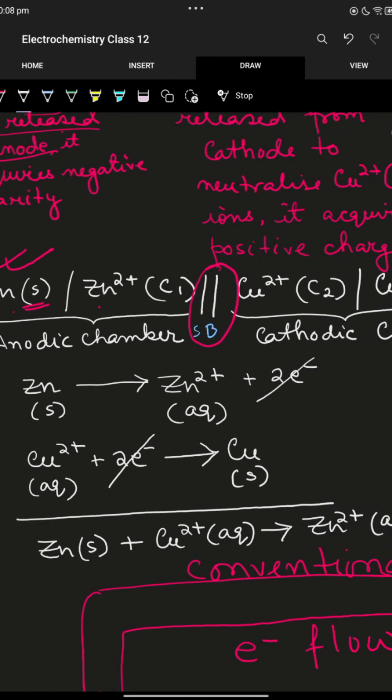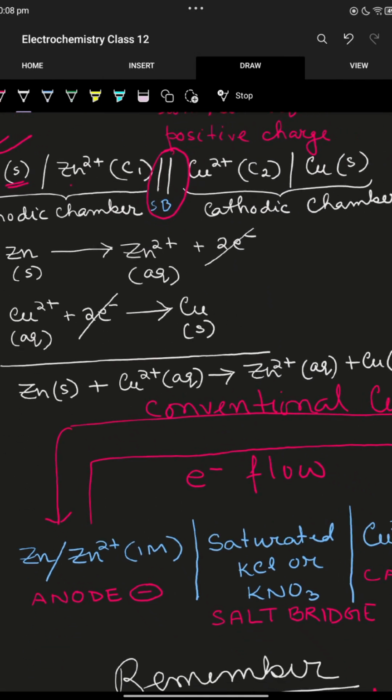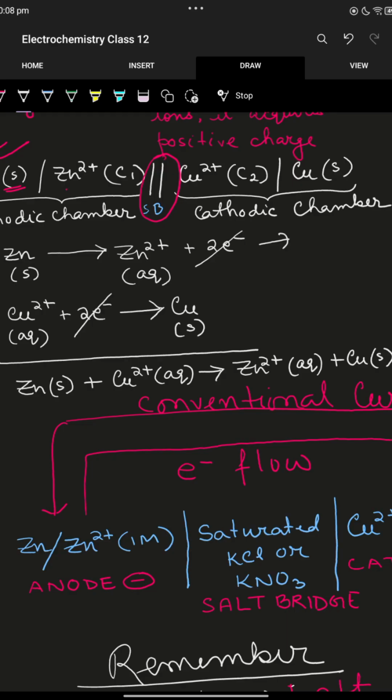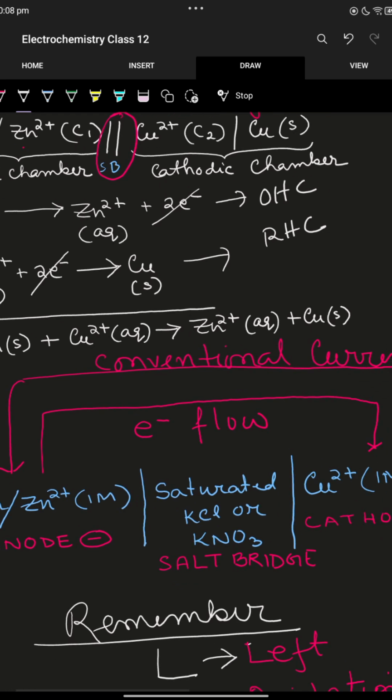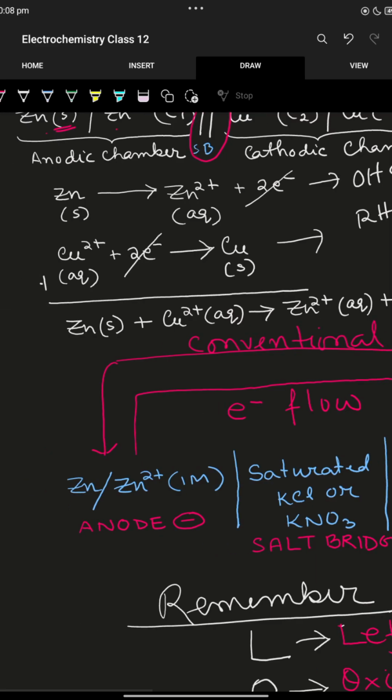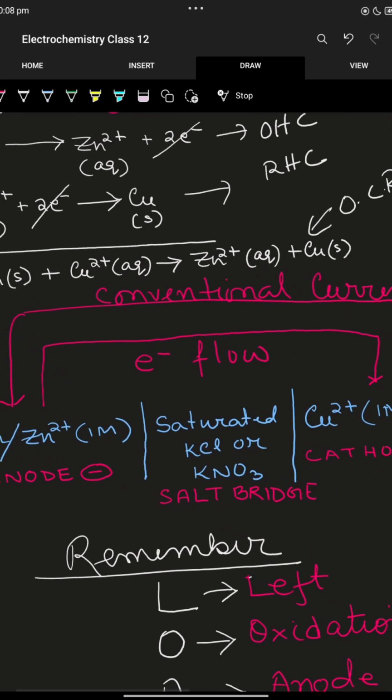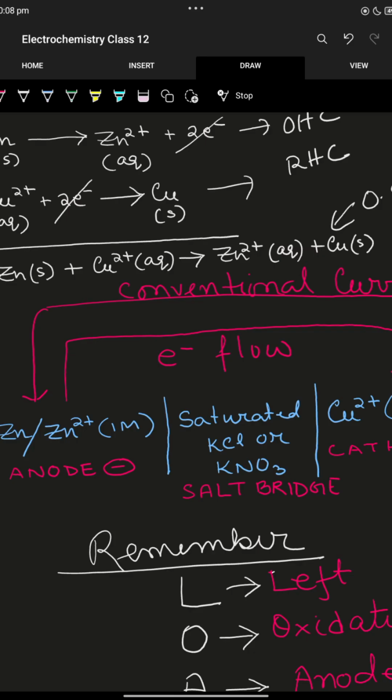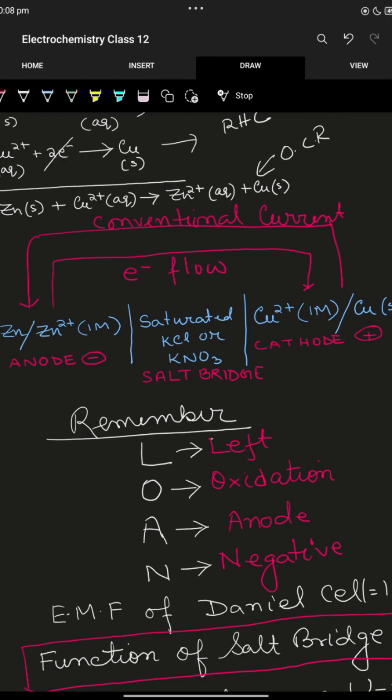Now here the net cell reaction is being shown, where this is your oxidation half-cell reaction, and this one is your reduction half-cell reaction, and this is your overall cell reaction, where you can cancel out the electrons from the left-hand side and the right-hand side, and you add these two reactions. When you add them, you get Zn + Cu2+ forming Zn2+ + Cu. And this is the cell representation.